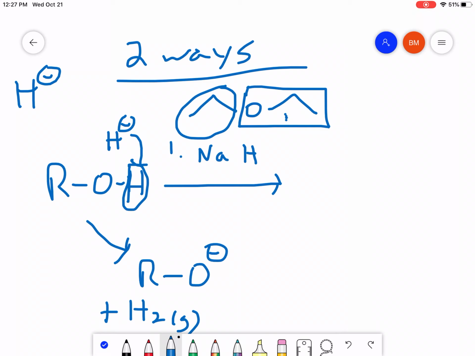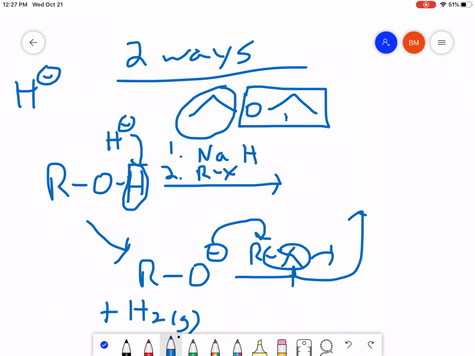And then the second step is to add an alkyl halide, and you're going to get the same type of substitution reaction that you got last time, right? Where this comes in, attacks, and displaces your X minus, and you end up, whoops, keep forgetting I'm in general form here. You end up getting your ether.